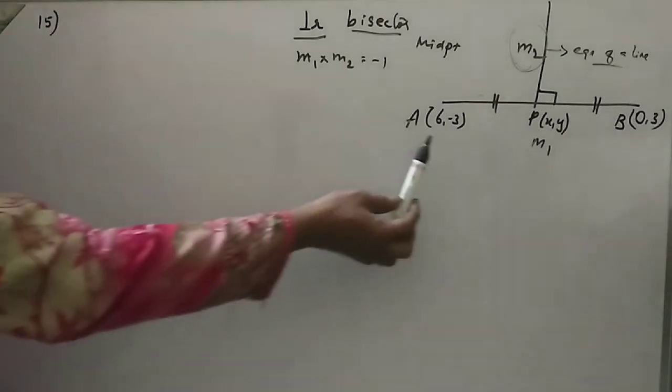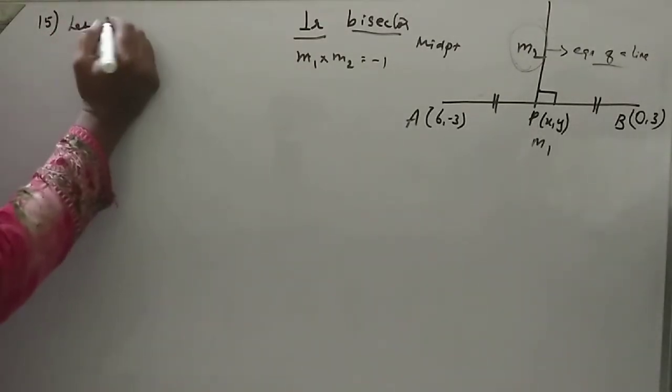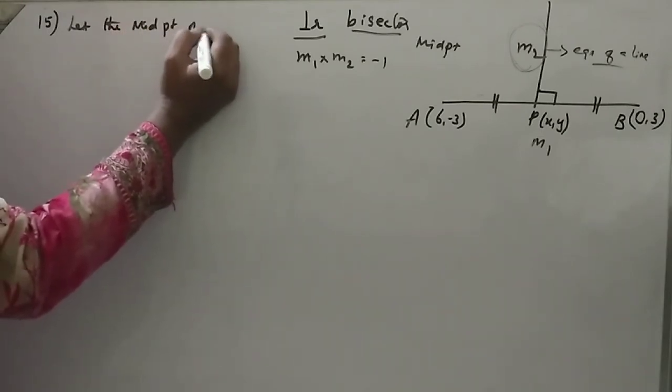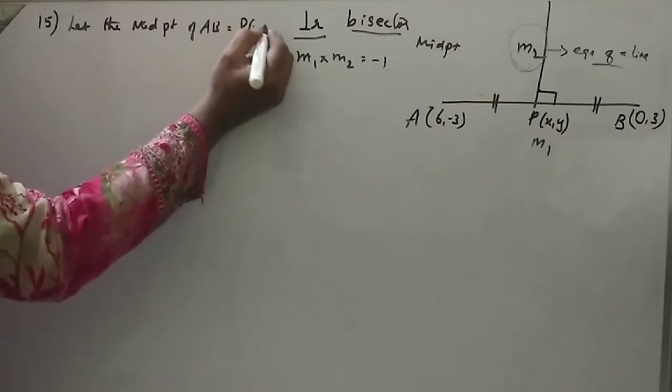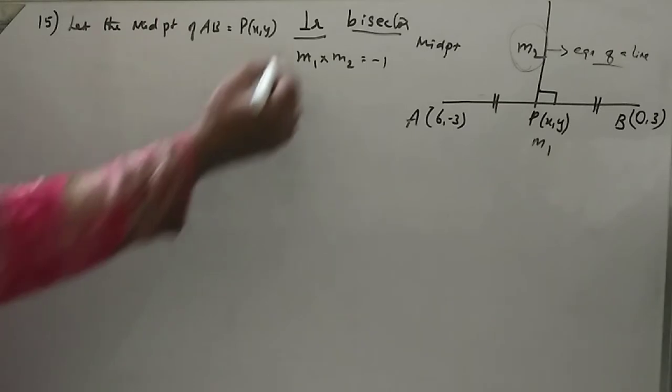And then you can find the equation of a line. First, let us calculate the midpoint of AB. Let the midpoint of AB be P. Okay. Now apply the midpoint formula.